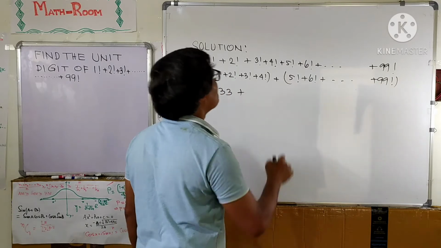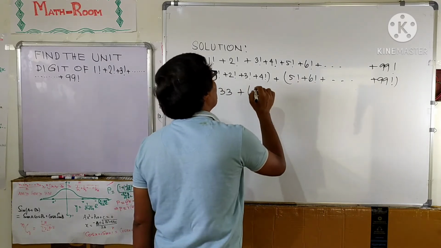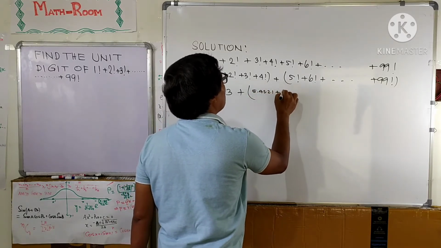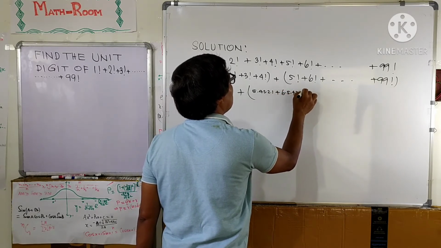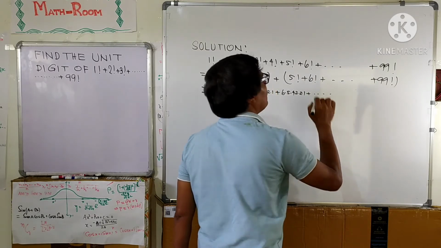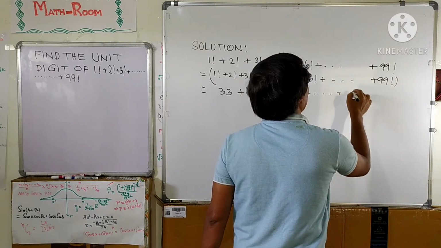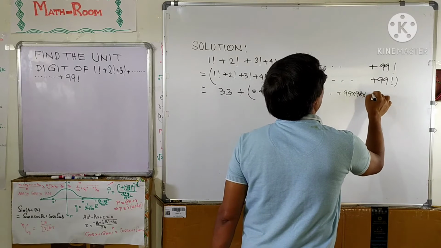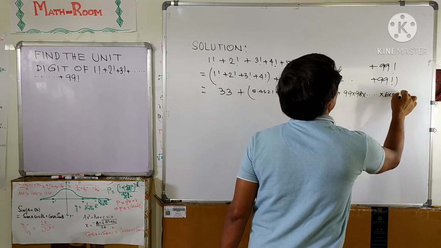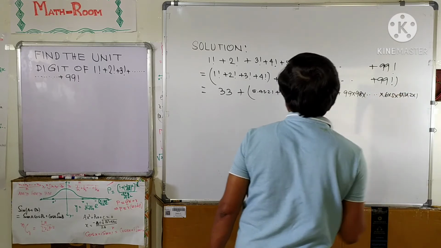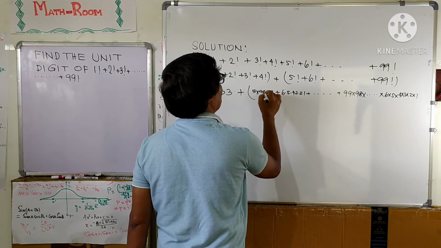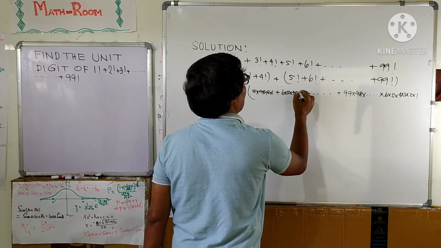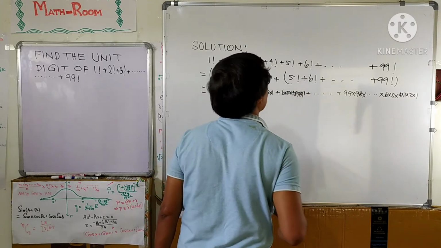In the other part, if we expand the factorials, we get 5 into 4 into 3 into 2 into 1, 6 into 5 into 4 into 3 into 2 into 1, up to 99 into 98 into ... into 6 into 5 into 4 into 3 into 2 into 1. These dots are also multiplication.